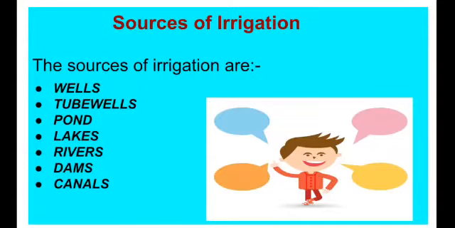So here we have the natural irrigation, which are the sources of irrigation: wells, tubewells, ponds, lakes, rivers, dams and canals. So these all are the natural irrigation methods, and these were very common in the olden days. Traditional methods of irrigation are the moat, you have heard the name, chain pump method, Dhenkli method, Rahat method. So these are all very common irrigation practices which were used in olden times.